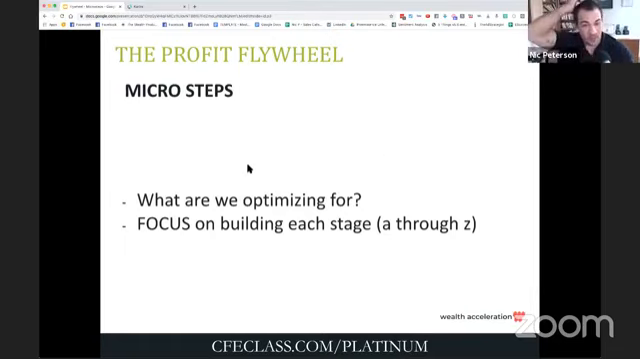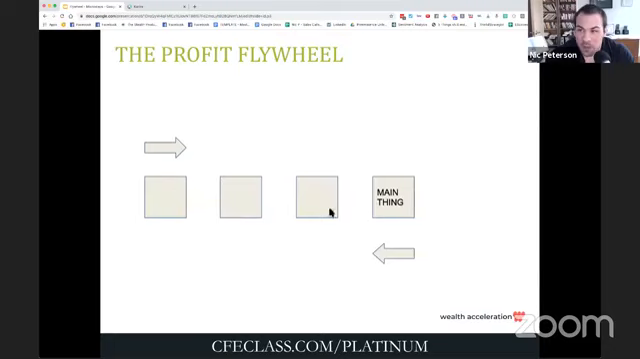So back to the micro steps, we have to remember what we're optimizing for. And then we have to have a little bit of focus on building each stage, which is really that this particular thing is a customer journey, a customer life thing from a fulfillment standpoint. But when we're talking about doing something new, we have to focus on each stage here, depending on where we're starting. It's really, really easy to start thinking about, well, how am I going to write the copy?